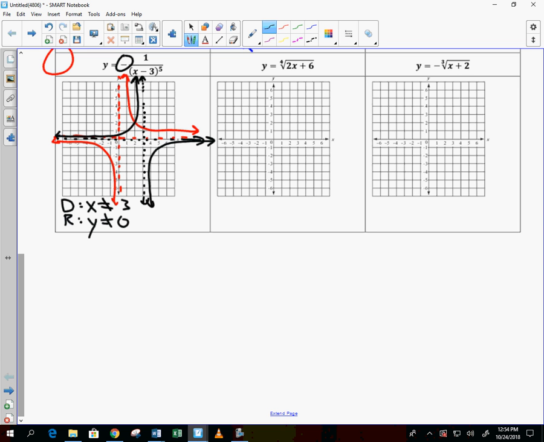Now we've got a root function, a fourth root function. Is that going to look more like a square root or a cube root? Square root. 2x plus 6, that's all on the inside, so it's going to affect it horizontally. What would you plug in to make 0? Negative 3. So it's going to shift it 3 units to the left. Domain, negative 3 to infinity. Range, 0 to infinity.